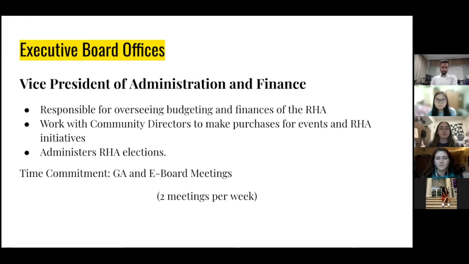And the time commitment, only 2 meetings per week. So e-board meetings, the GA, and then as Emma described, a one-on-one. And these take maybe 30 minutes every week. They're just a way to ensure that what we're doing is reflective of what RHA should be doing, and just having that connection with our advisor, Katie, to make sure everyone's on the same page.